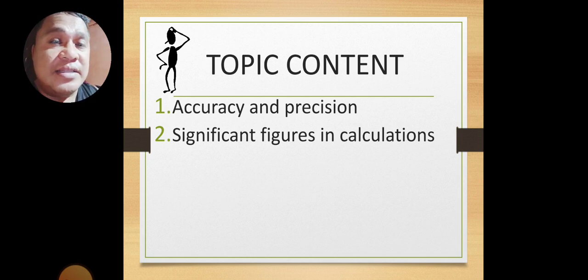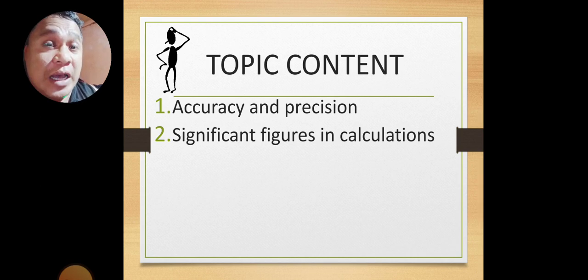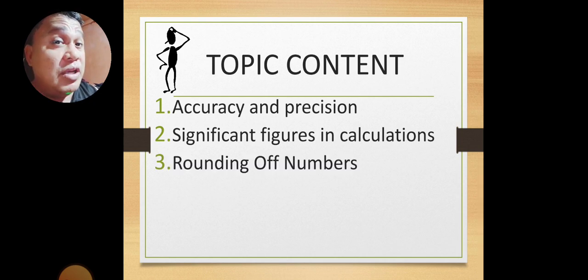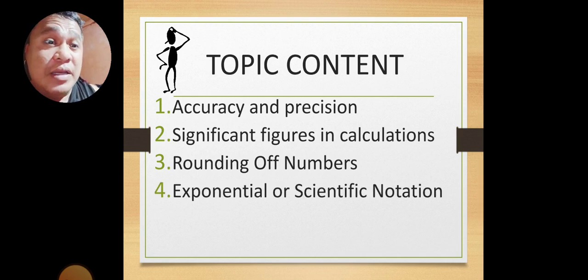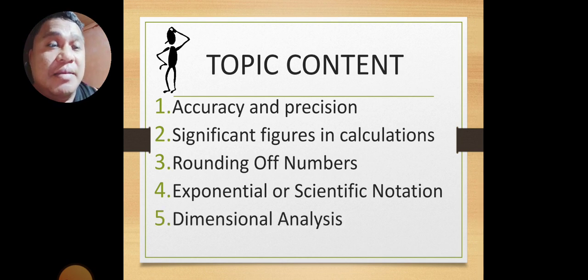I know that you have encountered and experienced how to deal with significant figures in your junior high school, and today it's a matter of recap and of course reaching the level of mastery. And third is rounding off numbers. We have to master how to round off numbers and exponential or scientific notation, and lastly dimensional analysis or factor label method. So this is our topic content in this video.